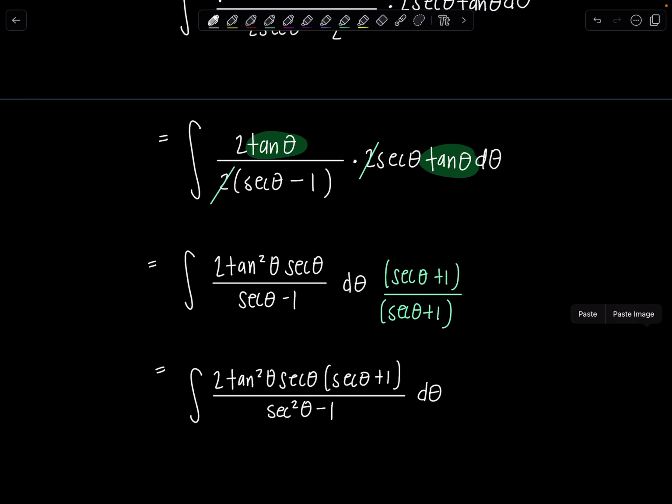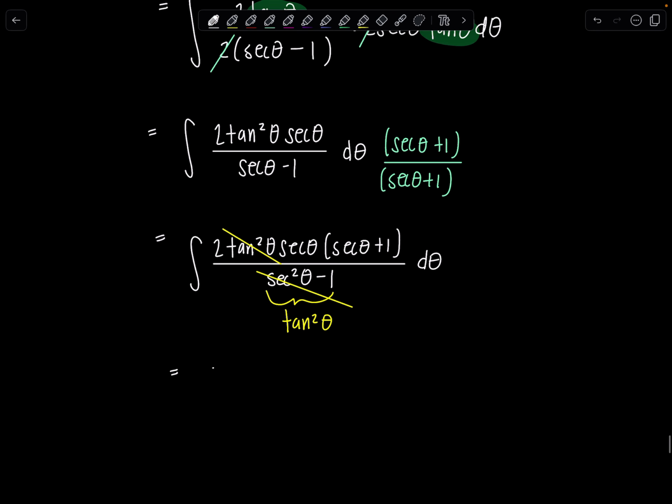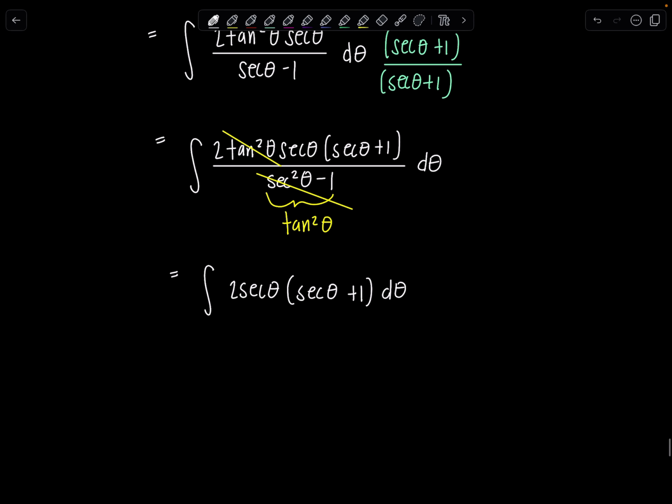Okay, hooray, because hopefully you remember secant squared theta minus 1, that's tan squared theta, which I have in the numerator. So this all cancels out, fab, fab, fab. And then we're left with integral 2 secant theta times secant theta plus 1 d theta. And then I'm looking and I go, you know what, let's just distribute. I think that'll let us bring it on home.